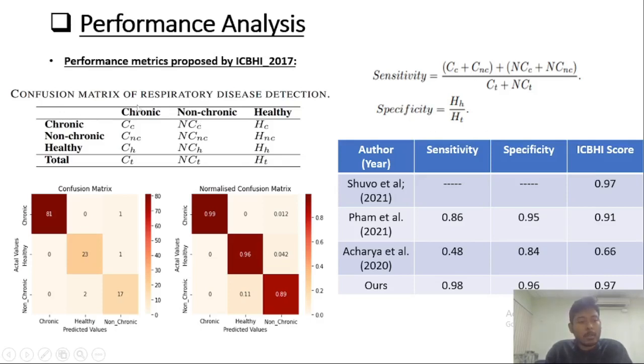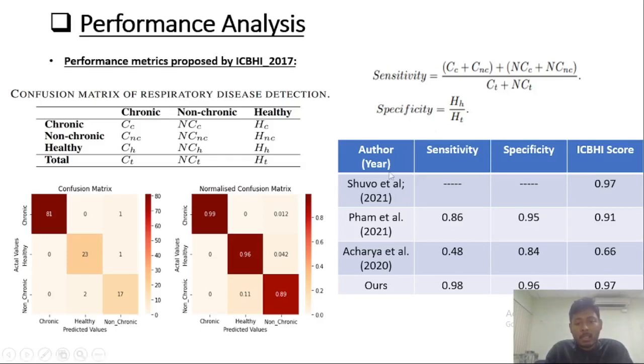If this is the confusion matrix from the respiratory disease detection problem, which consists of chronic, non-chronic, and healthy classes, and these are the parameters, then sensitivity will be calculated like this, whereas specificity will be calculated like this: the total amount of healthy people classified correctly, divided by the total amount of healthy people present in the test set.